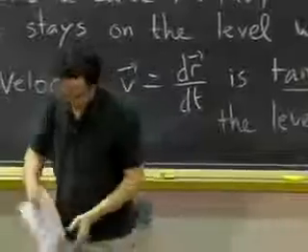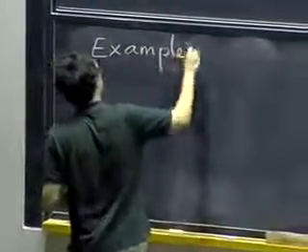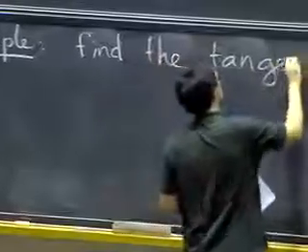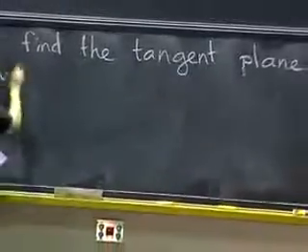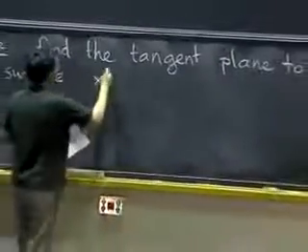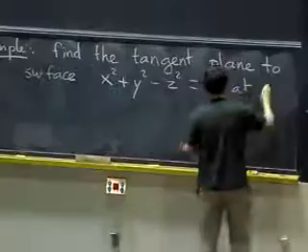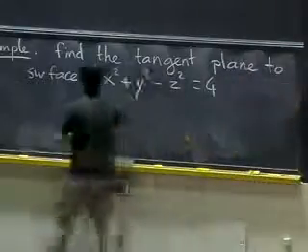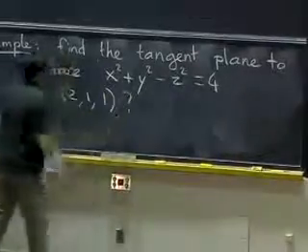So let's say, for example, I want to find the tangent plane to the surface with equation x squared plus y squared minus z squared equals 4 at the point (2, 1, 1). Let me write that underneath. So how do we do that?